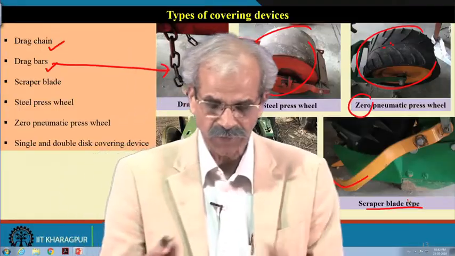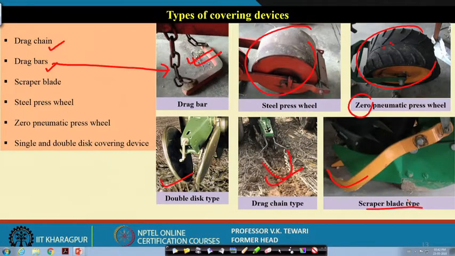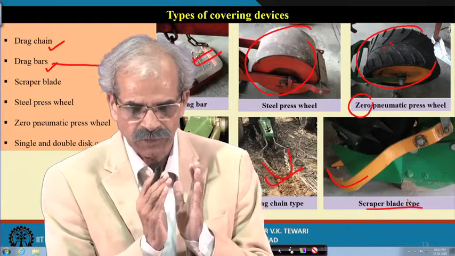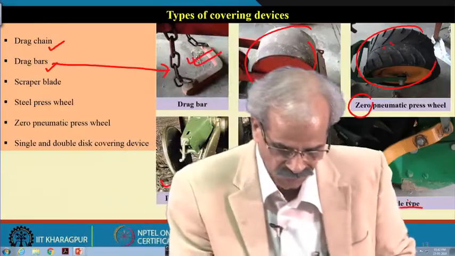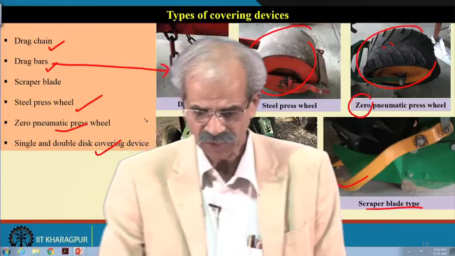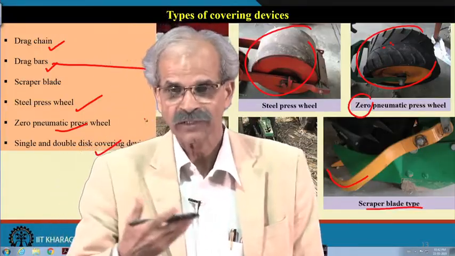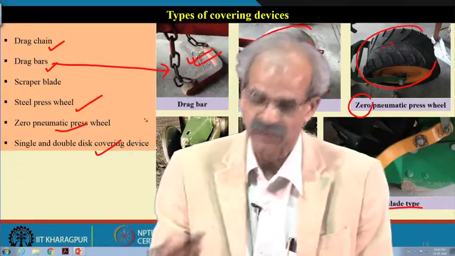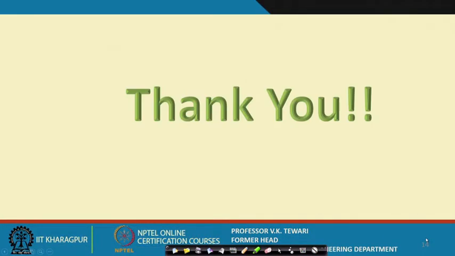So, these are the different covering devices which are there, each has its own advantage and disadvantage, but as an engineer you must have a look at the condition of the soil and the condition and type of the crop in which you are working. So, steel press type, zero pneumatic and single or double covering type. These are the devices which are generally used. You may think of a new device also, where it could be lighter, still it could be doing the job of pressing as well as covering. So, you may think of that as a designer. Thank you.